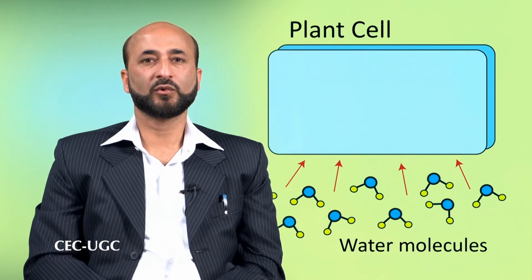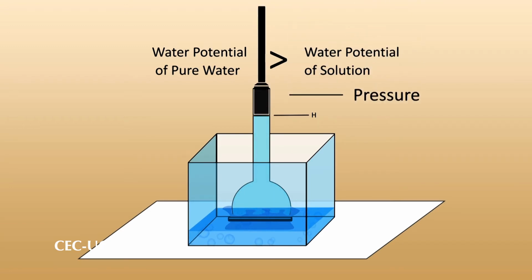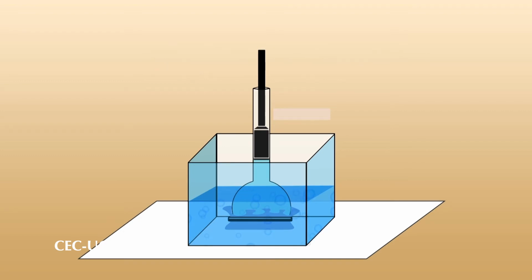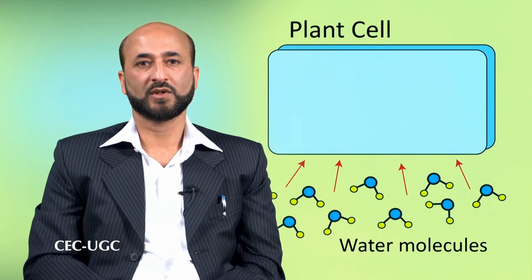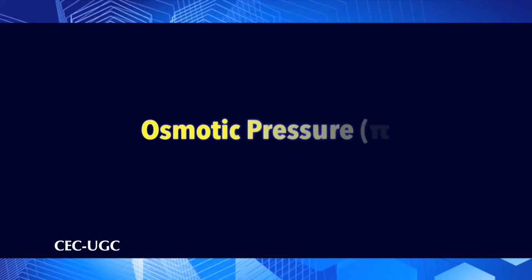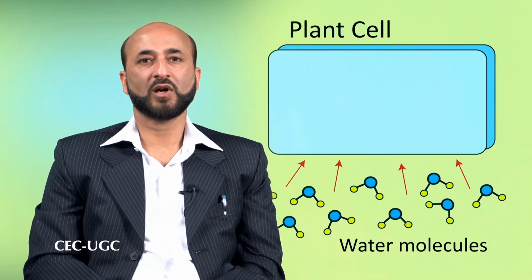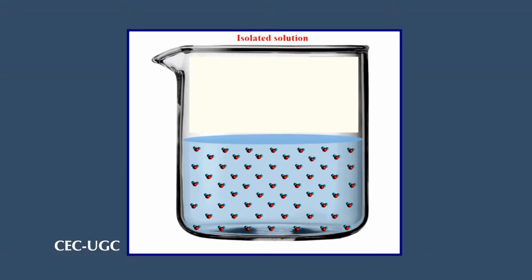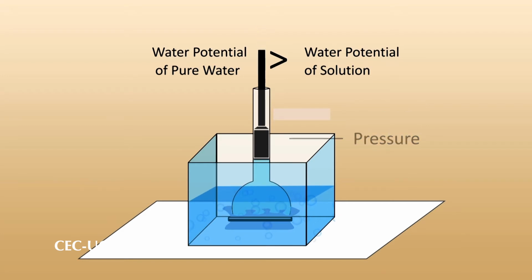Alternatively, the tube could be fitted with a piston to measure the amount of force required to just prevent any increase in the volume of solution. This force, measured in units of pressure, that is force per unit area, is known as osmotic pressure, indicated by π. The magnitude of osmotic pressure is a function of solute concentration. An isolated solution cannot have an osmotic pressure, but has only the potential to manifest a pressure when placed in an osmometer.